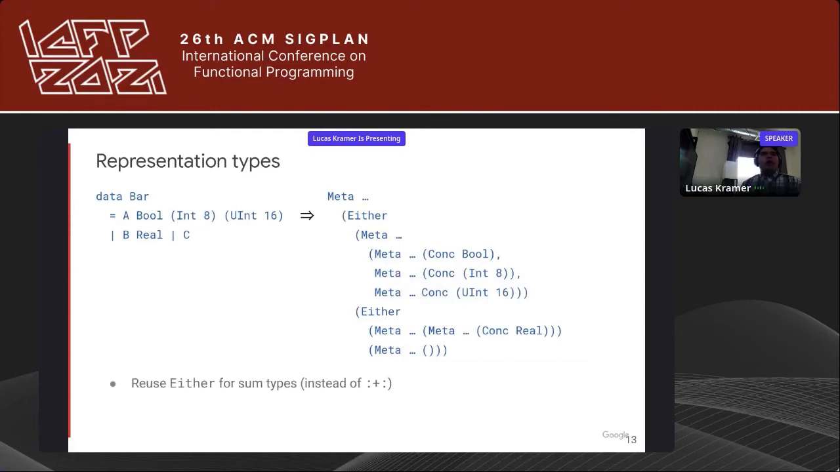For data types where we have sum types, we also reuse the either type, because once again we don't care about kind star to star, so we don't need this extra type parameter. So we might as well just reuse either. So we have our representations in terms of tuples and eithers.